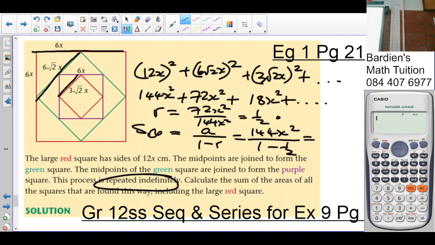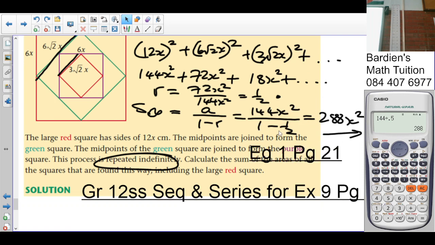If I put in my calculator, 144 divided by 1 minus R, 1 minus half is half. So it's going to be 288x squared, centimeter squared, if you like. Okay. So that one is fairly simple.